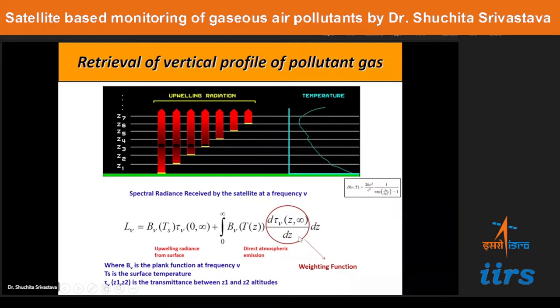And it is the rate of change with altitude or pressure, and it is called the weighting function. And this is the function which decides that we can get information about the vertical distribution of pollutant gases in the atmosphere. How? That we will see in the next slide.